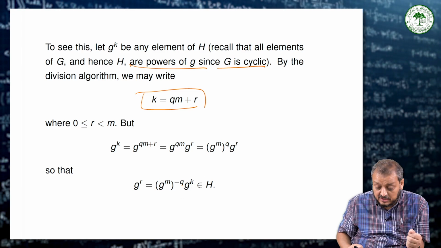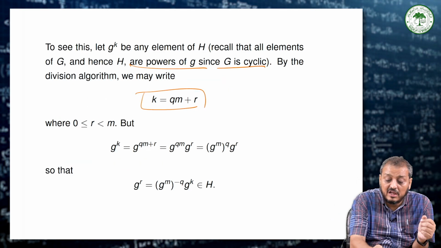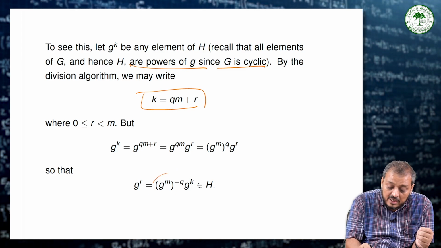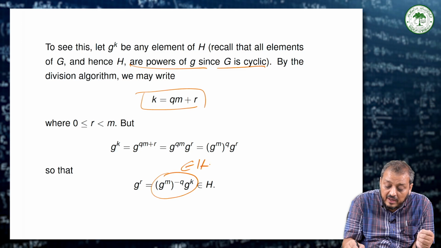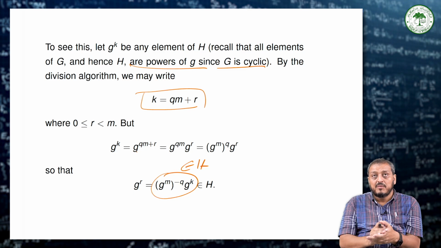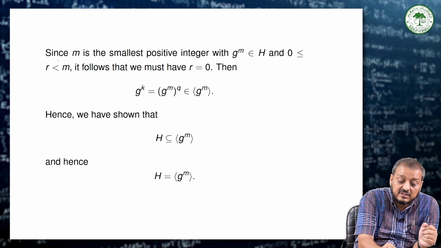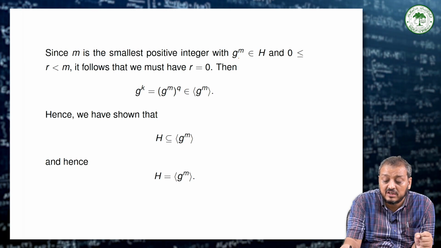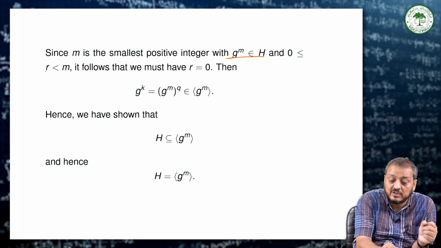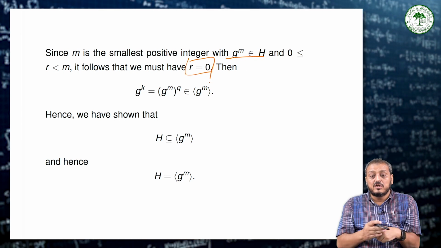Now you can see that g to the power m is an element of H, and g to the power k is also an element of H, and then its inverse is also in H. So this whole element belongs to H. If it belongs to H, that means g to the power r is also a member of H. Since m is the smallest positive integer with g to the power m belonging to H, and r lies between 0 and m, it follows that the only possibility is r equal to 0.